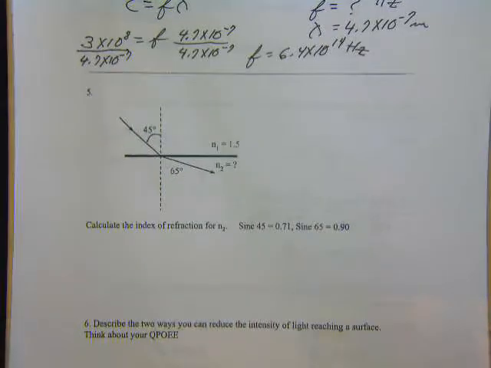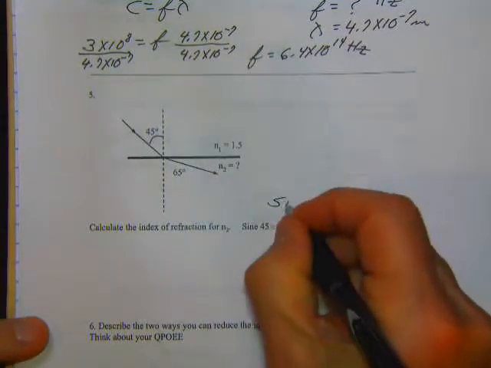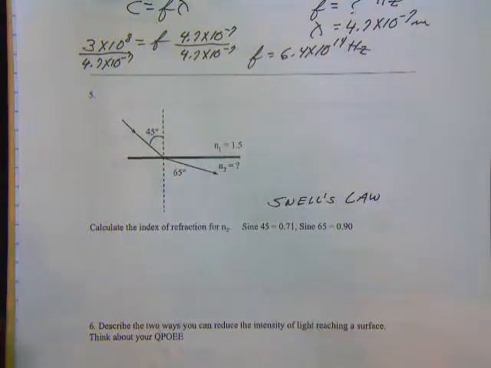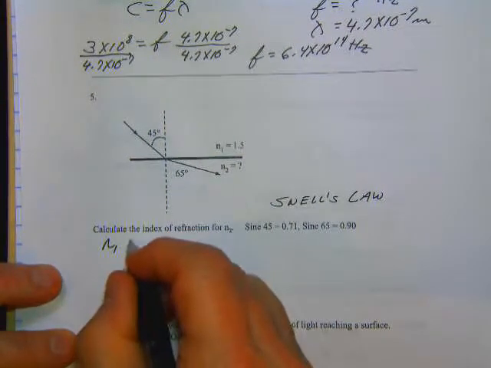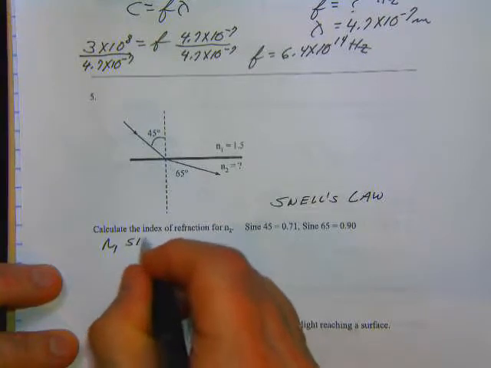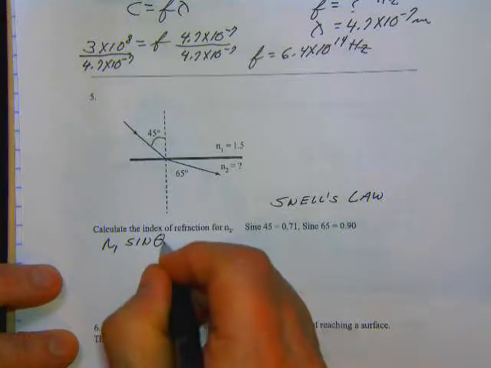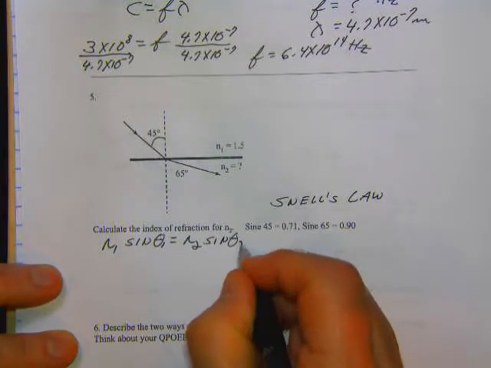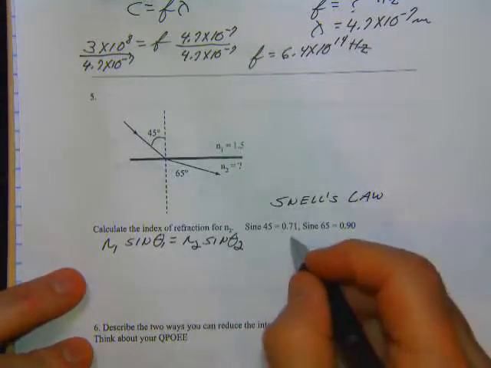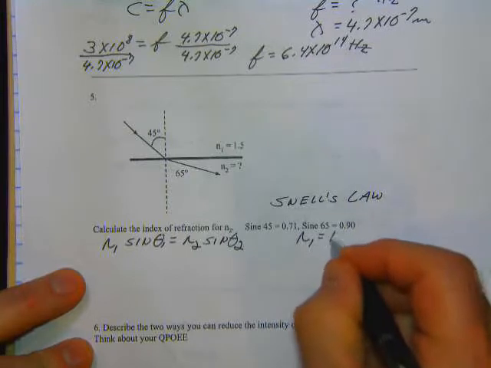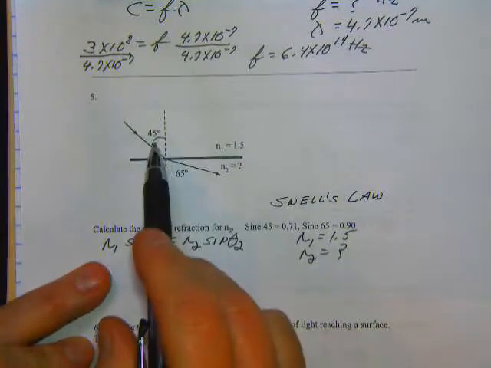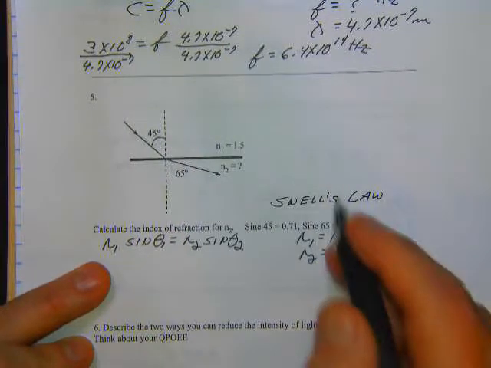Question number 5. There's our Snell's law, and the formula is given to you. It's index of refraction 1 times sine theta 1 equals index of refraction 2 times sine theta 2. If we look at this, let's make our table. N1 equals 1.5. N2 we don't know. Here's our first angle. The sine of 45 is 0.71.